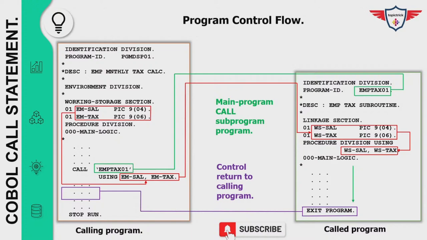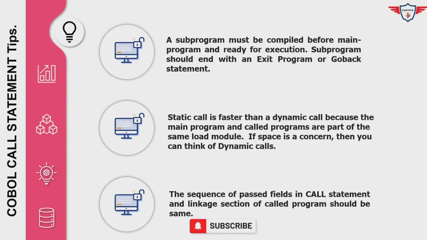Now let's go through a couple of important points related to the COBOL call statement. The first point is that a subprogram must be compiled and ready for execution before you actually compile your main program. And you should always use the EXIT PROGRAM or GOBACK statement in your subprogram. You should never use STOP RUN.